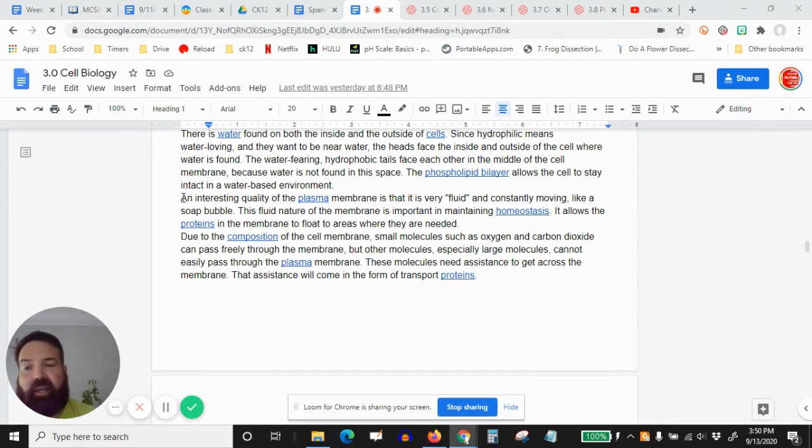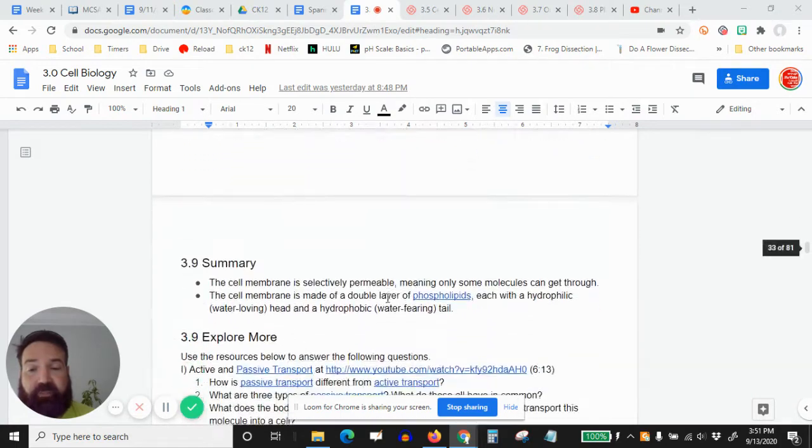An interesting quality of the plasma membrane is that it is very fluid and constantly moving, like a soap bubble. The fluid nature of the membrane is important in maintaining homeostasis. It allows the proteins in the membrane to float to areas where they are needed. Due to the composition of the cell membrane, small molecules such as oxygen and carbon dioxide can pass freely through the membrane. But other molecules, especially large molecules, cannot easily pass through the plasma membrane. These molecules need assistance to get across the membrane. That assistance will come in the form of transport proteins.